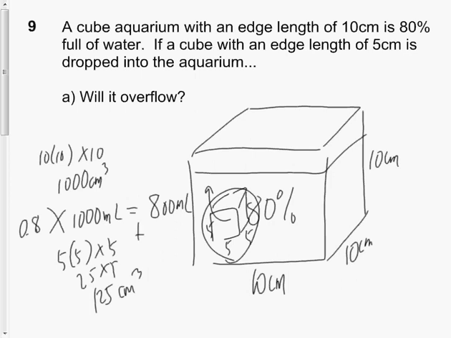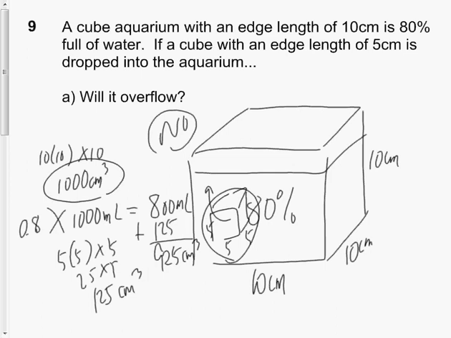So if I add on to that 125 milliliters or centimeters cubed, it will now have a volume of 925 centimeters cubed, which means will it overflow? No, it will not, because the maximum volume is 1,000 cubic centimeters, and since it was 800 mils in the tank and it increased by 125, it's still shy by about 75 milliliters.